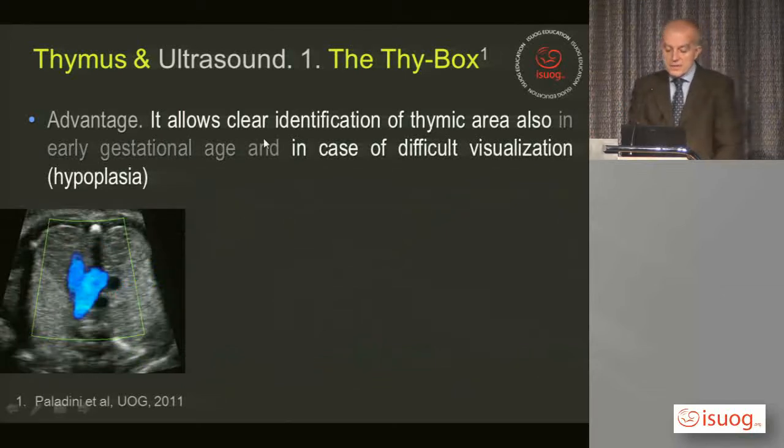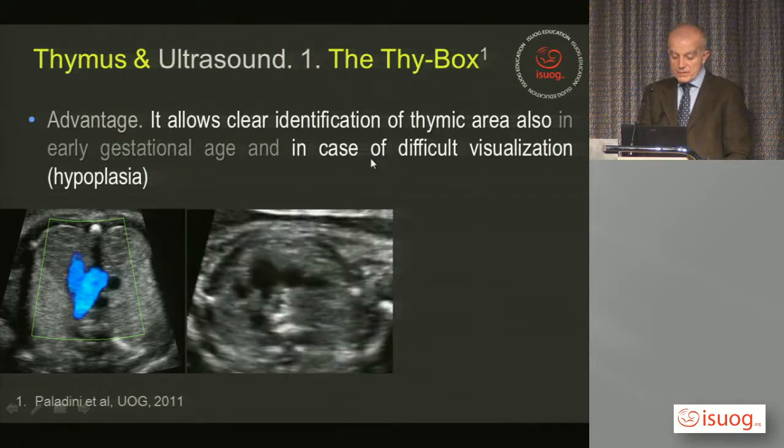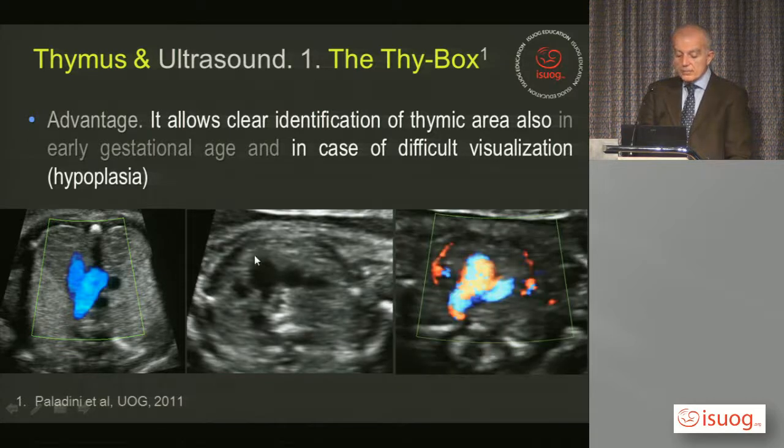So the advantage of this technique is that it allows clear identification of the thymic area also in early gestation and in case of difficult visualization. For example, in this case, this was the same gestational age, normal baby, a baby with the common truncal anomaly and microdeletion. You see that the thymus is small, and you would like to see what the borders of the thymus are. And then you use the two internal mammary arteries, and you see that this is the thymus.